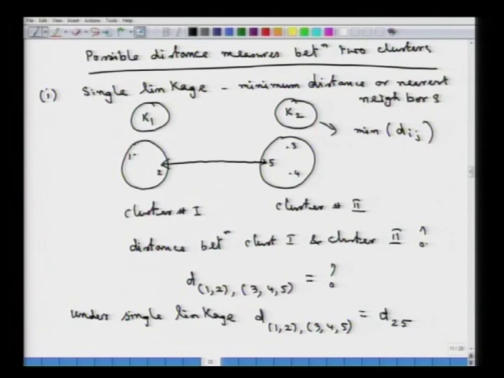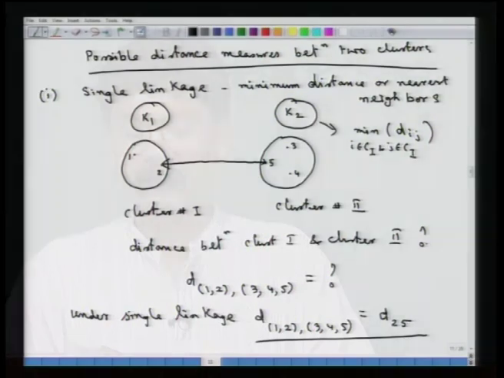So, the distance for a general cluster containing K1 elements and a cluster containing K2 elements in a multidimensional setup would be the minimum of Dij, where i belongs to cluster number 1 and j belongs to cluster number 2. So, we will find out all possible distances. For this case here, how many such distances are there? Distance from 1 to each of these 3 here: D13, D15, D14, and then from 2: D23, D25, D24. We will have all those 6, and the minimum among all those is what is going to give us the single linkage distance between these 2 clusters.